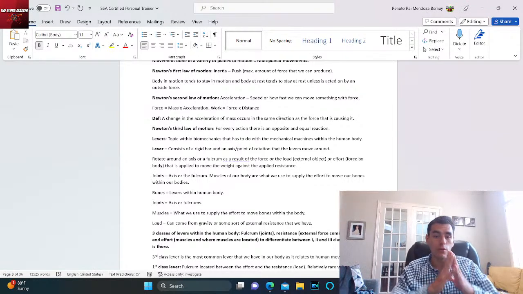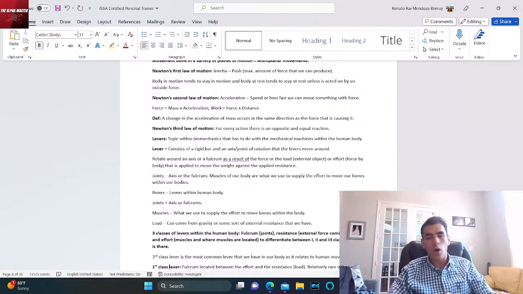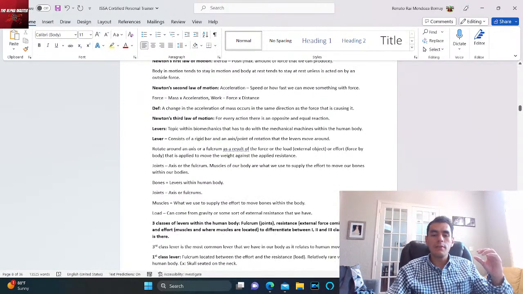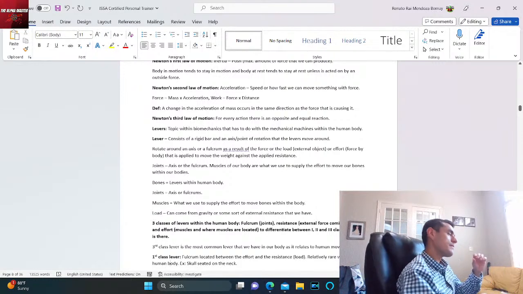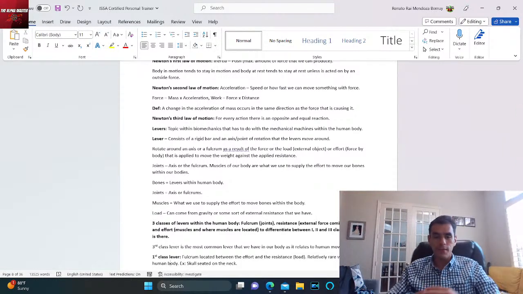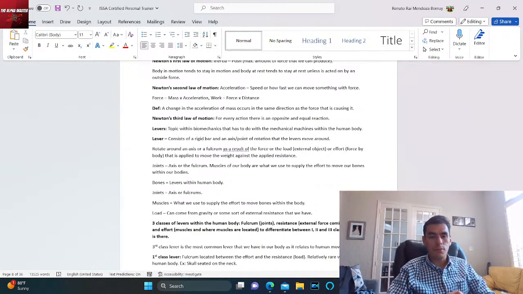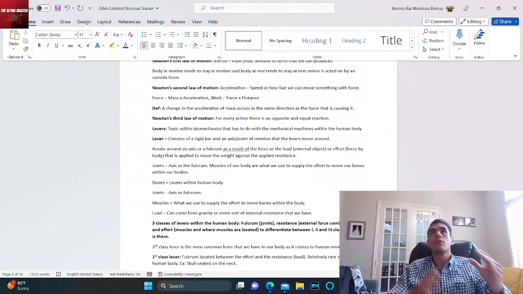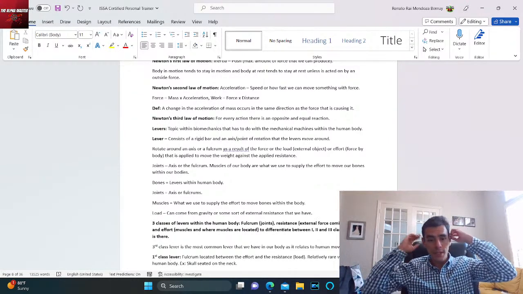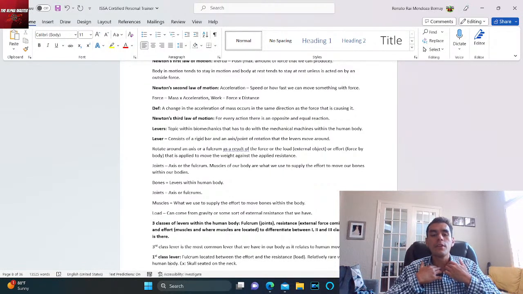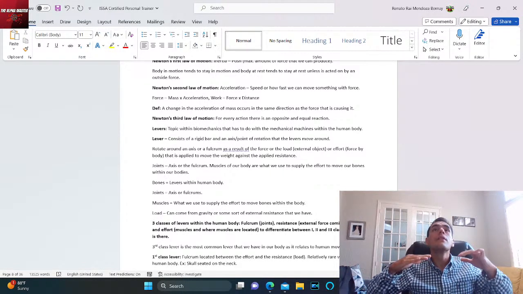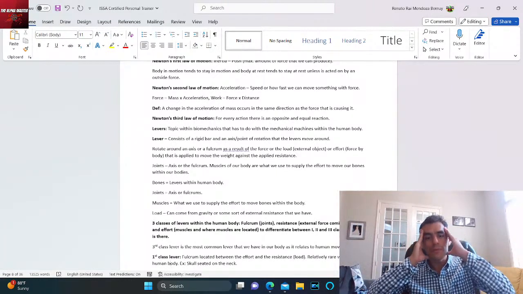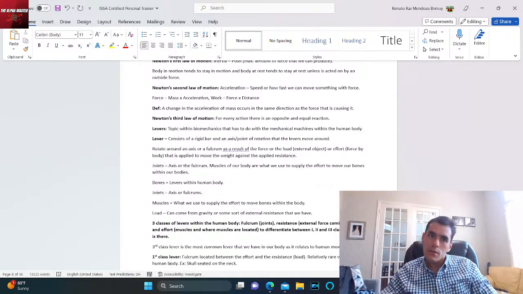The first class lever is where the fulcrum, which is the joint, is located between the effort, the muscle doing the work, and the resistance, which is the load. It's relatively rare within the human body. An example is the skull sitting on the neck, since the skull is placed on the neck and it's not going to move.